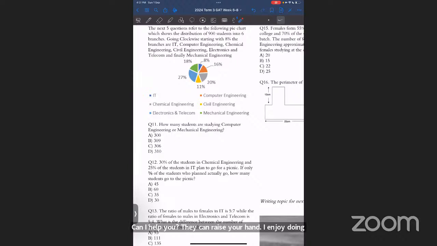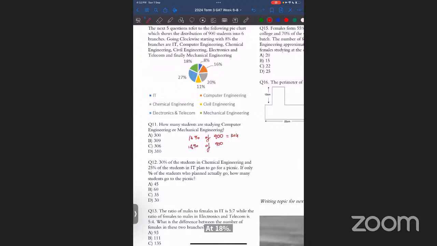All right, so let's take a look. Computer engineering, we know that there is 16%. So 16% of 900 students is equal to 144. And 18% of 900 students is equal to mechanical engineering. That's equal to 162. Oops, not 66, 62. And if you add them together, you get 306. So the answer is C. Pretty easy question, actually.